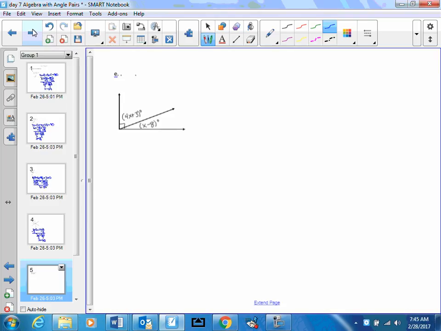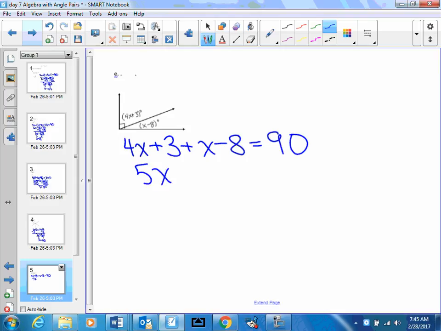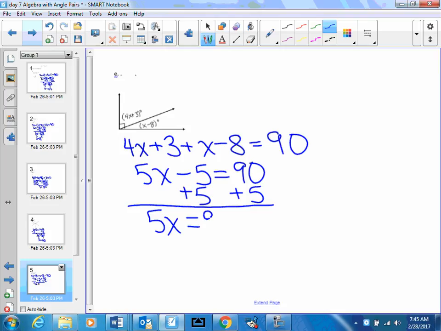Looking at the next example, these two angles are complementary. So that means if I add together the two expressions, I have to equal 90 degrees. Combining like terms, 4x plus x becomes 5x. 3 minus 8 becomes minus 5 equals 90. Do my inverse work, so add 5 to both sides. I get 5x equals 95. Divide by 5. I get x equals 19.